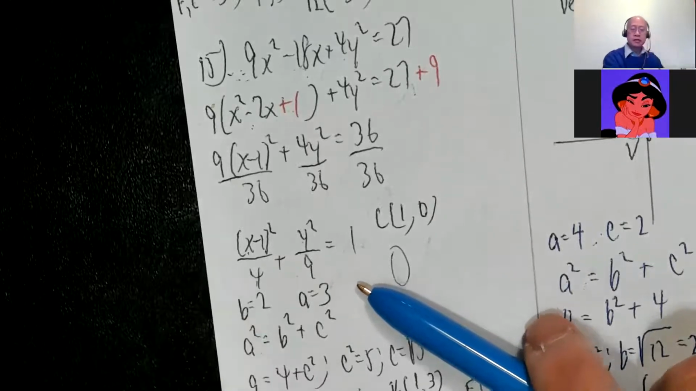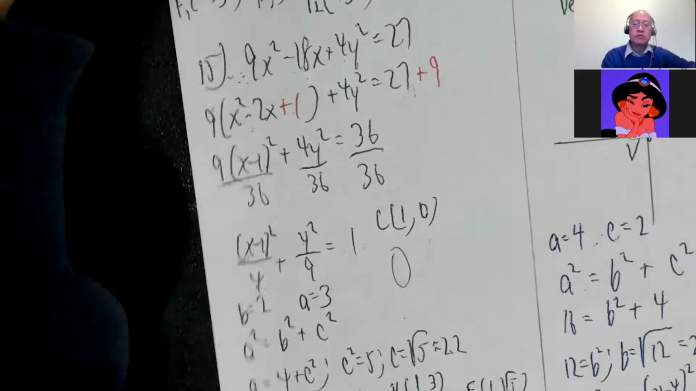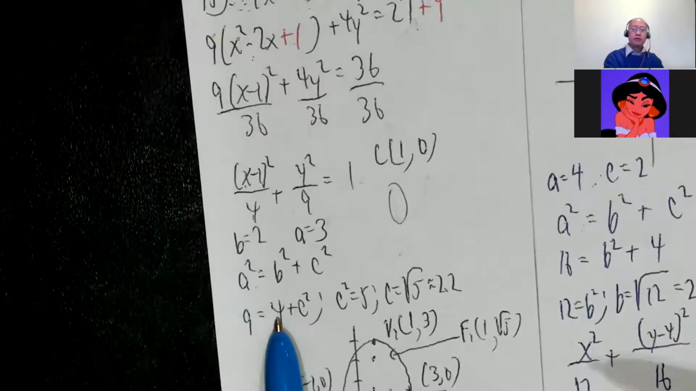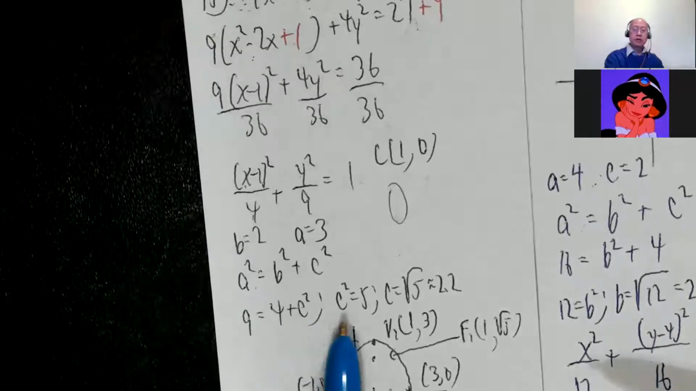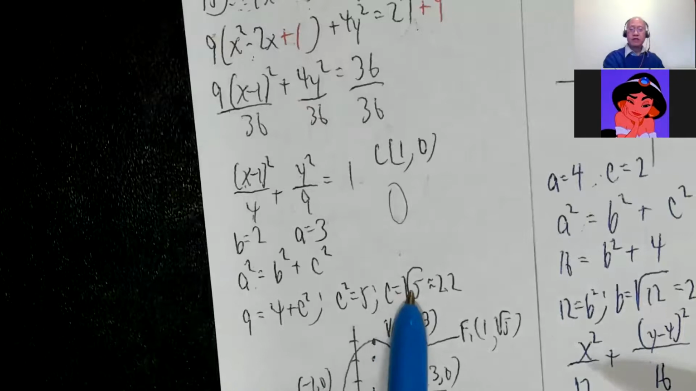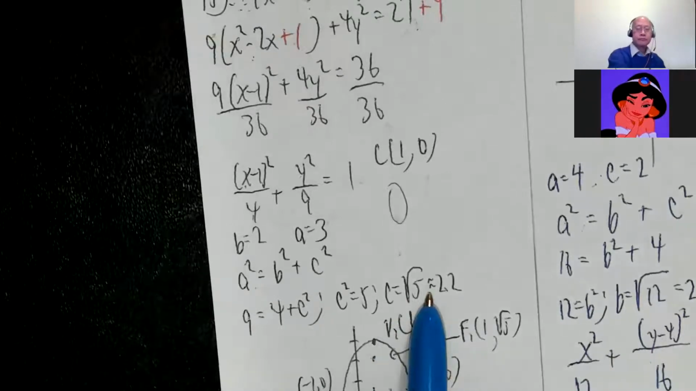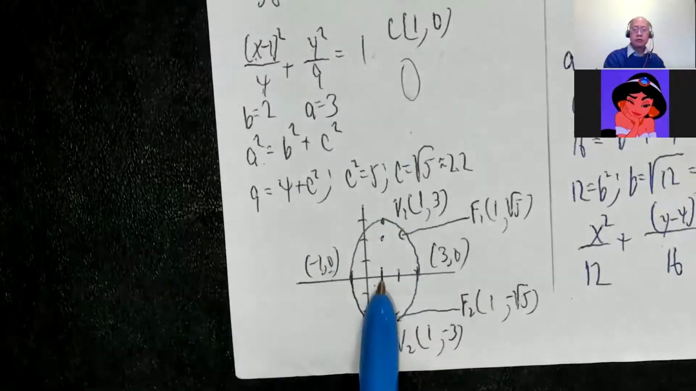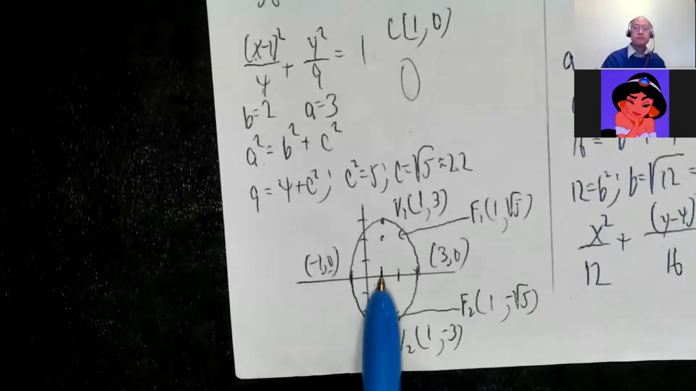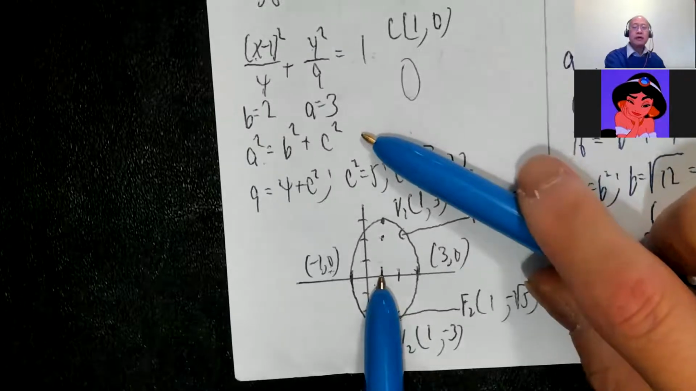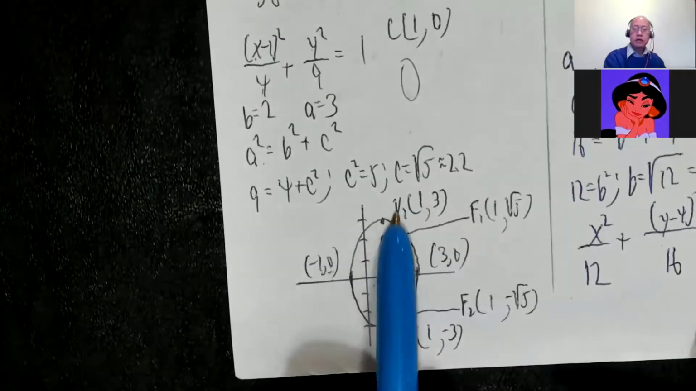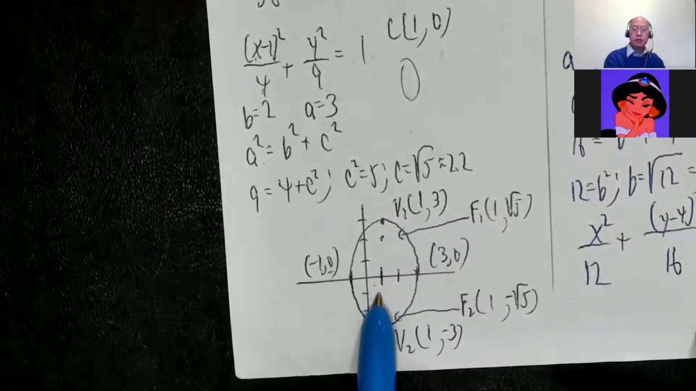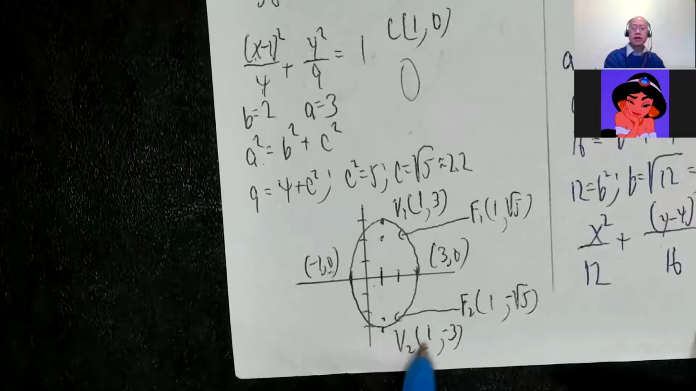Find c, the focal distance, by using a squared equals b squared plus c squared. So put a 9 here, 4 here, c squared. C squared is 5. C is radical 5, which is about 2.2. So here I go. The center is 1, 0. Okay. A is 3, so up and down 3 units. 1, 2, 3. Vertex 1 is 1, 3. Go down 1, 2, 3. Vertex 2 is 1, negative 3.